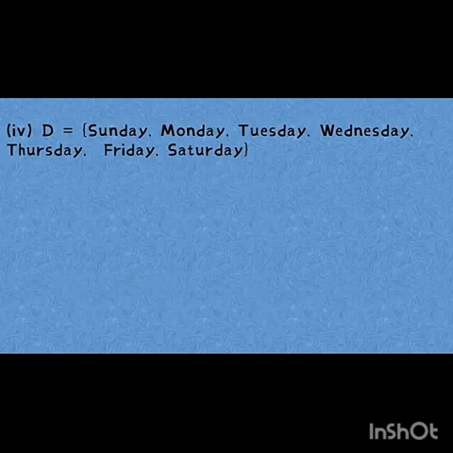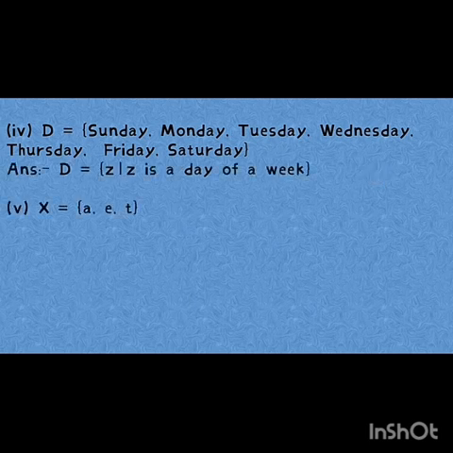Now question number 4 is D is equal to, in curly bracket, Sunday, Monday, Tuesday, Wednesday, Thursday, Friday, Saturday, curly bracket completed. So answer will be D is a set of all z such that z is a day of a week. Like this we will write.